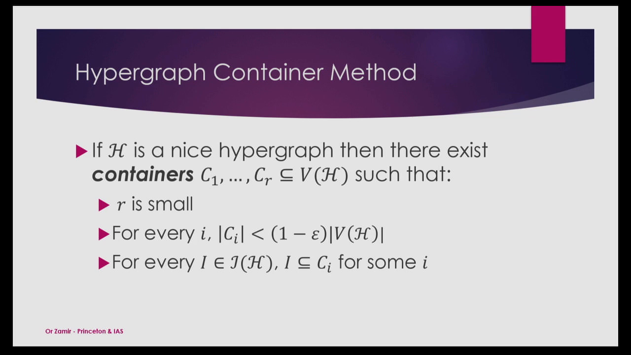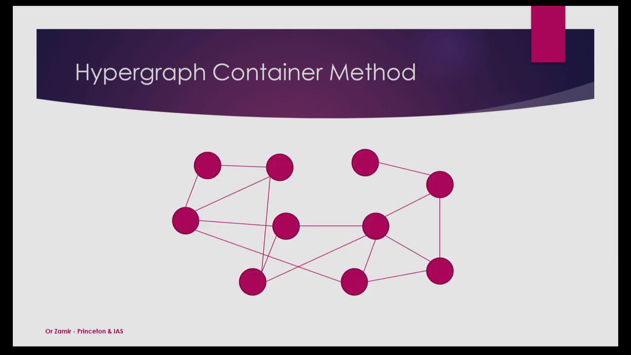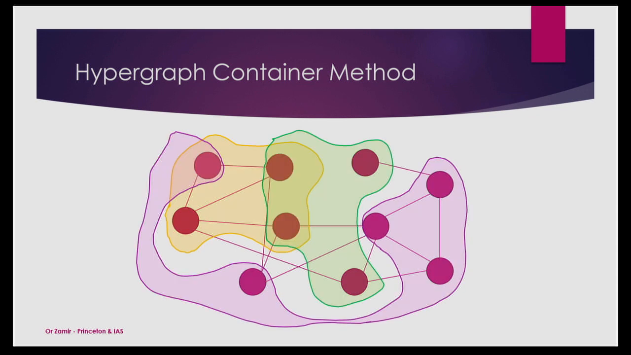Let's see some drawing. It's a terrible drawing because I don't have that ability. It's also a graph and not a hypergraph. But this is a graph. These are maybe containers for the graph. What would that mean? It would mean, first of all, that there aren't many of them. Three is not a lot. Each of them is not very large in the sense that there is at least a constant fraction of the graph that is out of it.